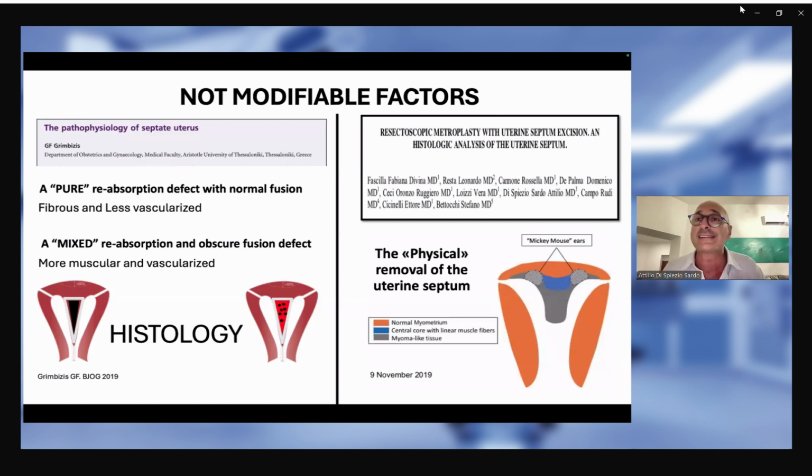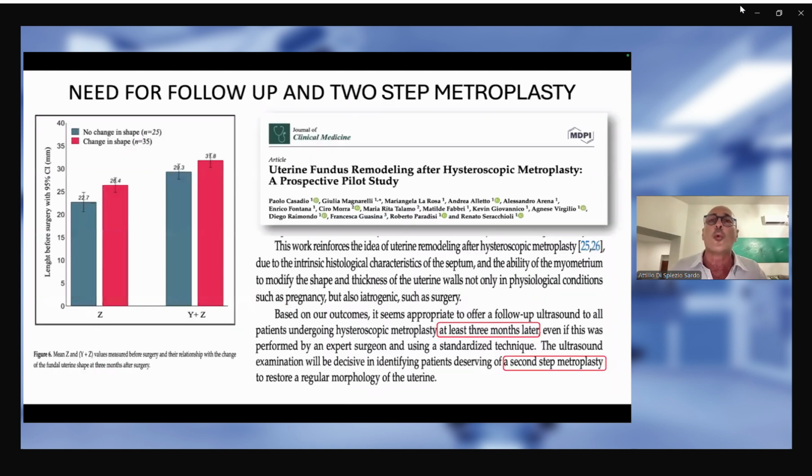And with my friend Stefano Bettocchi, we also did a study in which we analyzed the histology of the septum, and now we know that the septum in some portions has the same histology as the myoma. And this is the reason why probably we need to do not only the section of the septum, but even the resection of the exuberant tissue in the fundal area, anterior and posterior wall.